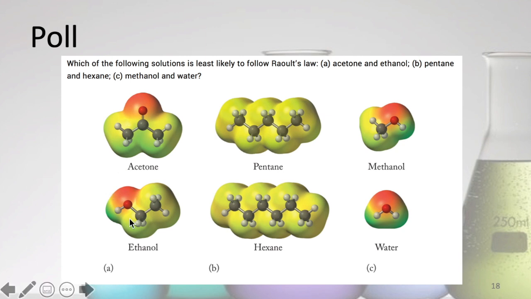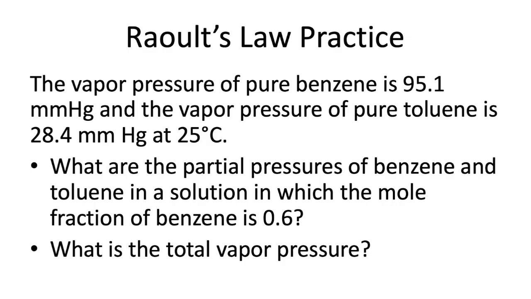And on the left, we've got acetone, which is polar, so it can have dipole-dipole forces, and ethanol, which also makes hydrogen bonds. So acetone and ethanol are the least likely to follow Raoult's law because there is a difference in the strength of the intermolecular forces comparing solute-solute interactions with solute-solvent interactions. So go ahead and pause the video and see if you can solve this problem on your own.